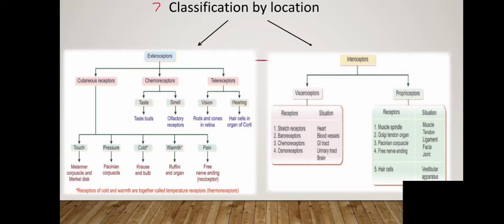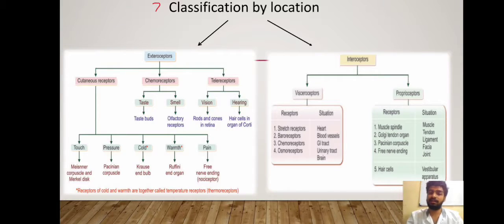The last important, big and large classification is the classification based on location, which is divided into two types, exoreceptors and interoreceptors. Exoreceptors consist of three further types: cutaneous receptors, chemoreceptors and telereceptors. Cutaneous receptors contain touch, pressure, cold, warmth and pain, chemoreceptors come under taste and smell, and telereceptors vision and hearing. And interoreceptors consist of two, that is vestibuloreceptors and proprioceptors.